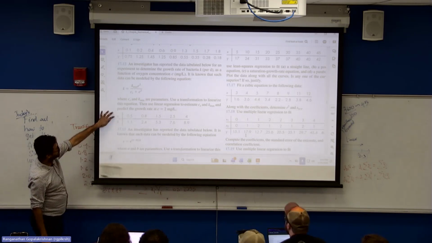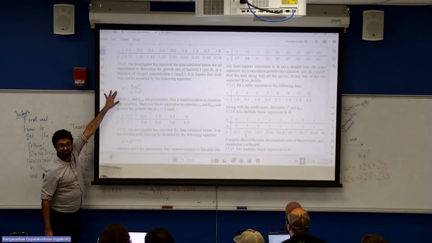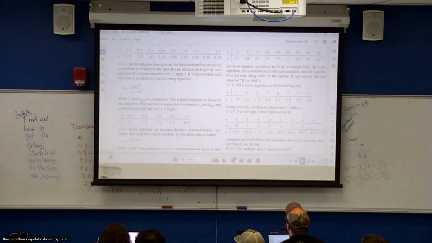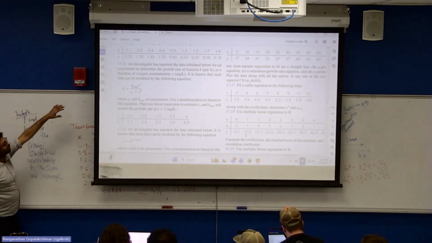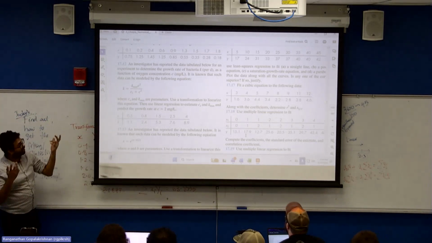Here's your data for C and K. You have to fit this data to this function. How do we turn this into some kind of a linear equation? That's the process they call linearize.